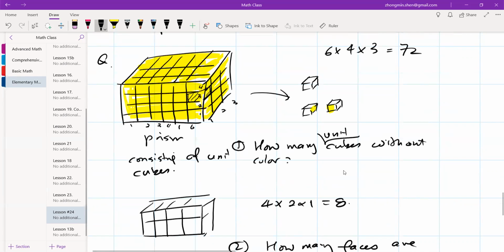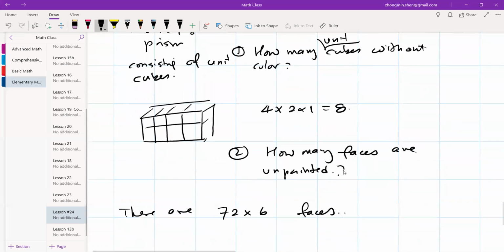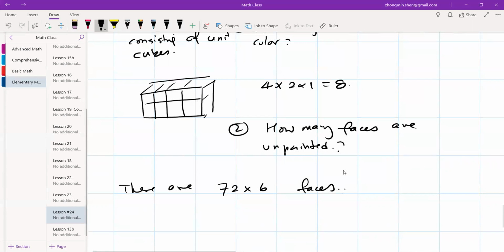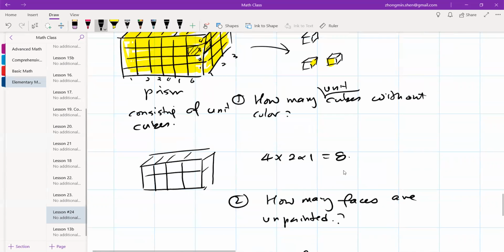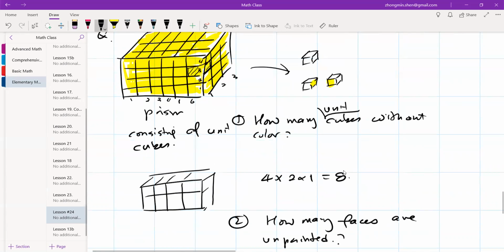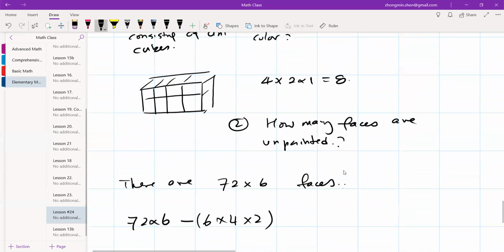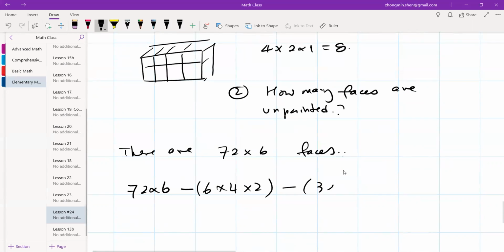Then it's easy to count. Why? Because the front, the back side, and the 6 times 4, right? So you have to, 72 times 6 minus the front 6 times 4, and that times 2. That's the front and back side. And then let's look at the left and right side. Left and right side is 3 times 4, okay? Minus 3 times 4, but I have to times 2 because of left and right.